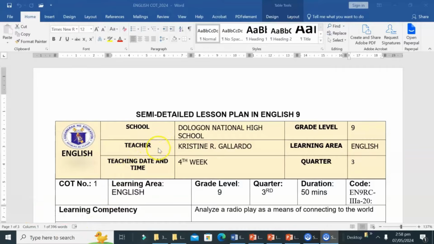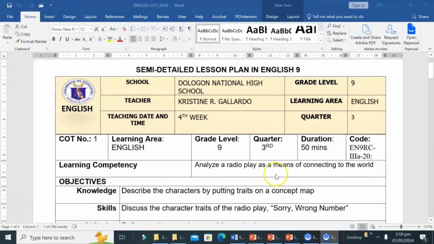Hello once again, welcome to my lesson plan. So here is the semi-detailed lesson plan in English 9, which I used during my COT or classroom observation tool. As you can see, you have there the name of the school, the name of the teacher, then the teaching date and time. This is the 4th week. I haven't recorded the date here. And then the grade level is 9, the learning area is English, 3rd quarter.